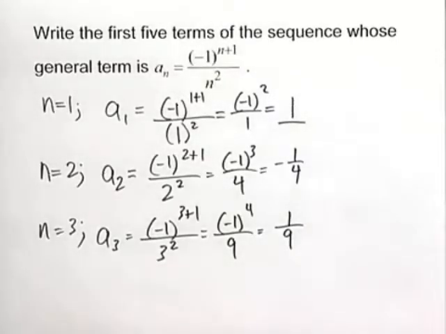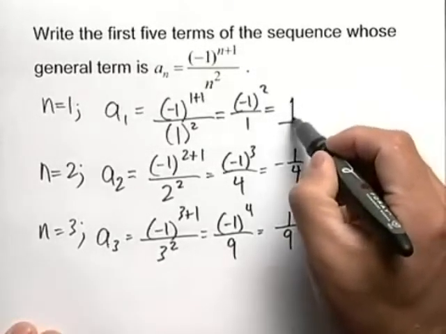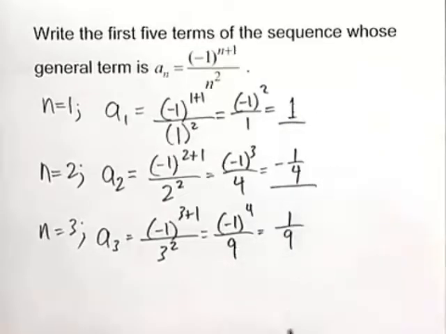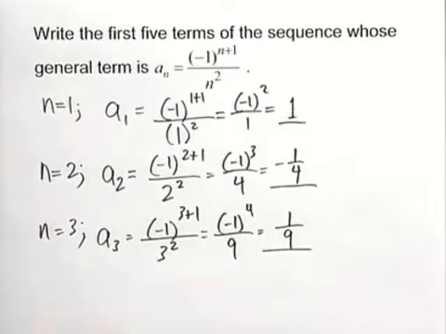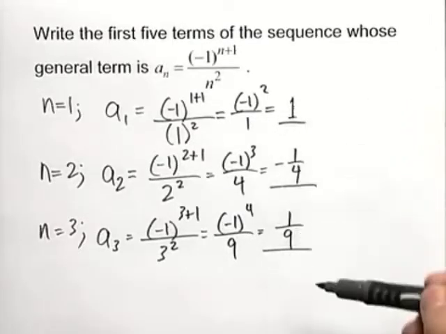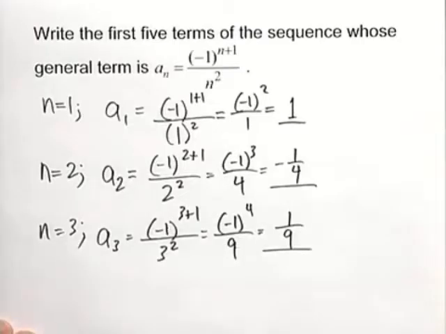And now we can look at the signs a little bit. Our first term was a positive 1. Our second term was a -1/4. Our third term is a positive 1/9. This is a nice example of an alternating sequence where we go positive, negative, so on and so forth.